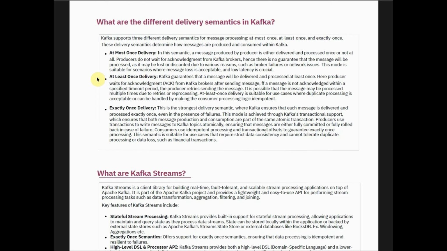Alright. Second one, at least once delivery. Here, Kafka guarantees that the message will be delivered and processed at least once. The producer waits for an acknowledgement from the Kafka broker after sending a message. If a message is not acknowledged within a specified time period, then the producer retries sending it. It is possible that a message may be processed multiple times due to retries or reprocessing. At least once delivery is suitable for use cases where duplicate message processing is acceptable or can be handled by making the consumer processing logic idempotent.